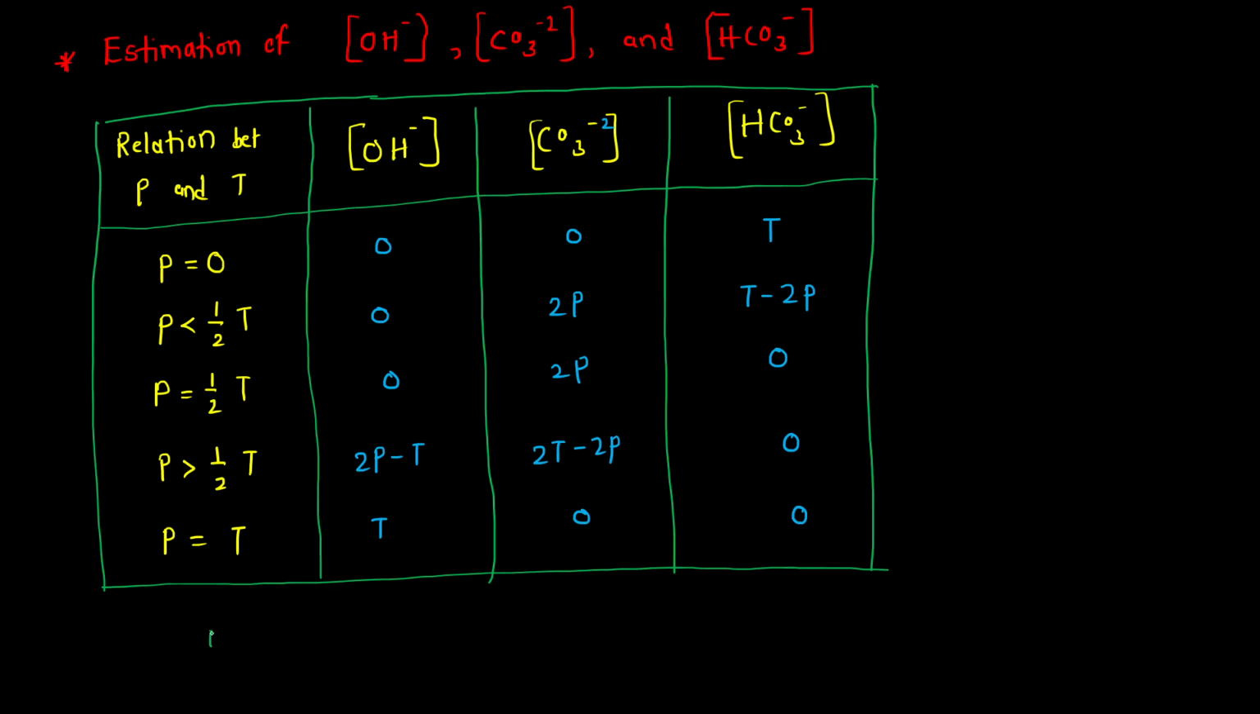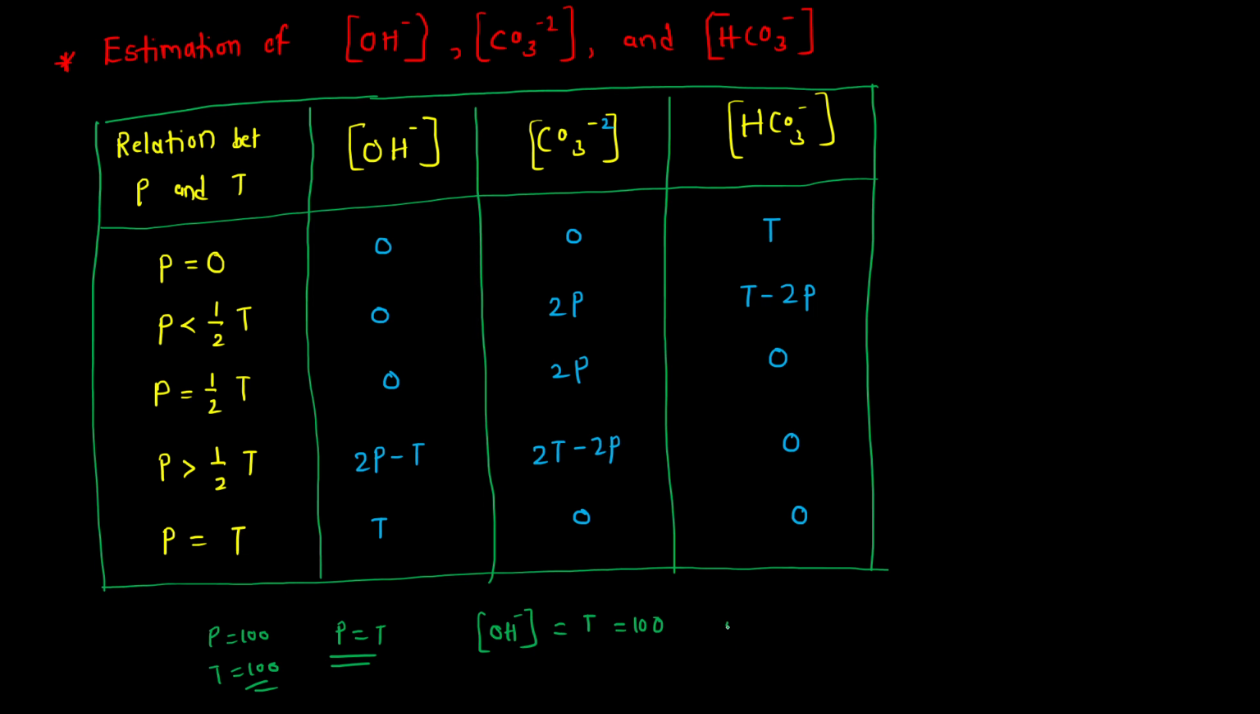Let's say P value is 100 and T value is also 100. Okay, P is 100, T is 100. So which of the following relations do we have to use? The last one, P is equal to T. So when P is equal to T, what is the concentration of OH minus? It is equal to T. And what is the T value? T value is 100.